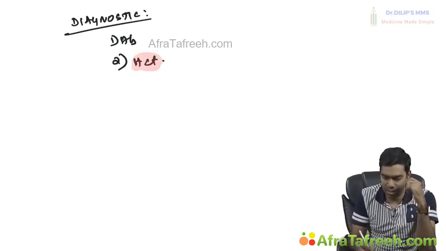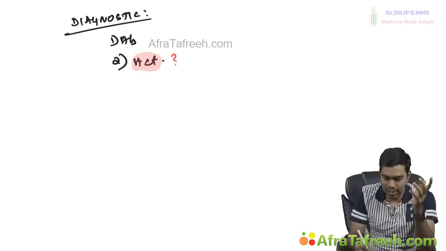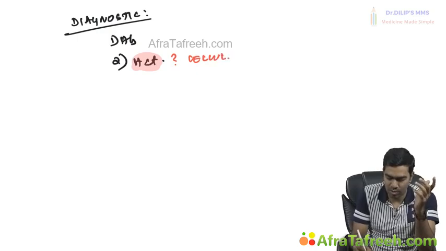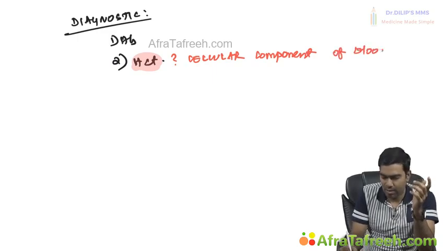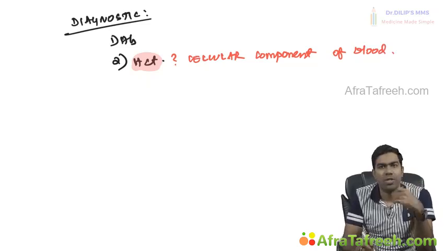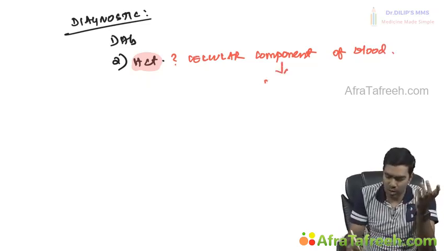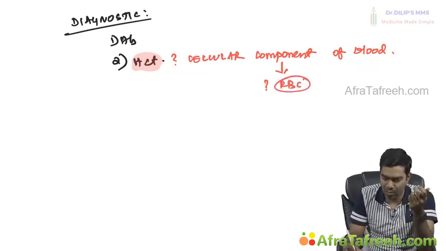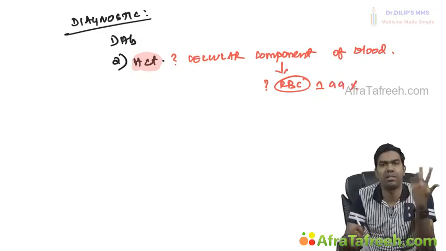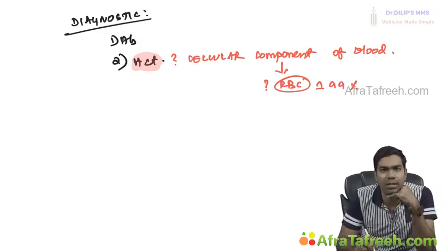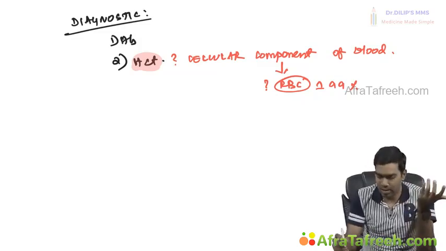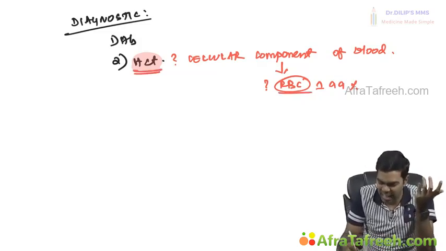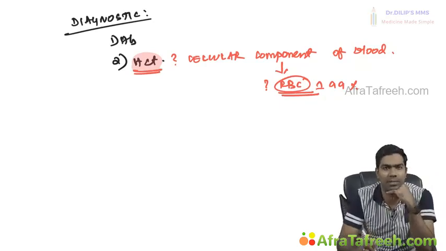So what do you mean by HCT? HCT is nothing but the cellular component of the blood. Normally, who is going to contribute to the cellular component of the blood if they ask you? It is the RBCs that contribute approximately 99% of the cellular component of the blood. Which means the changes in the hematocrit directly reflect the changes in the RBC.